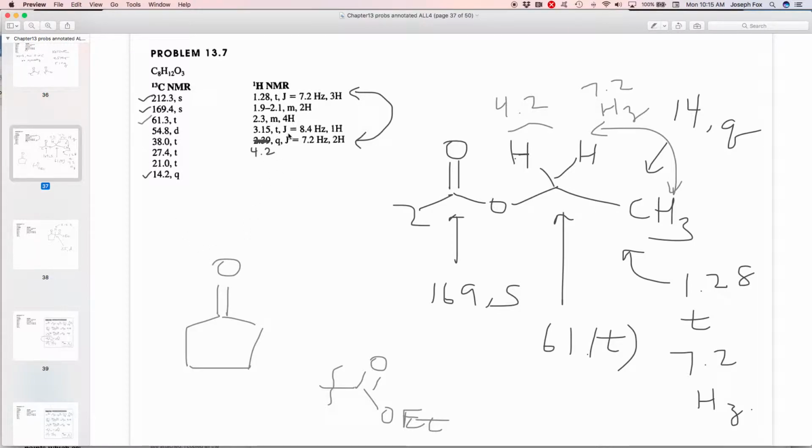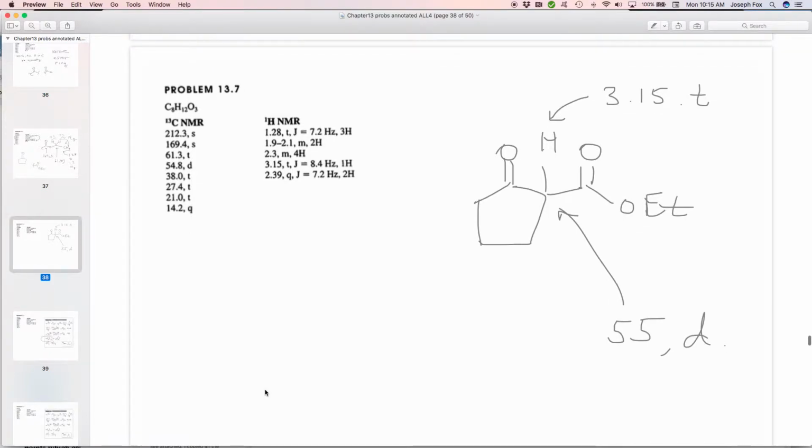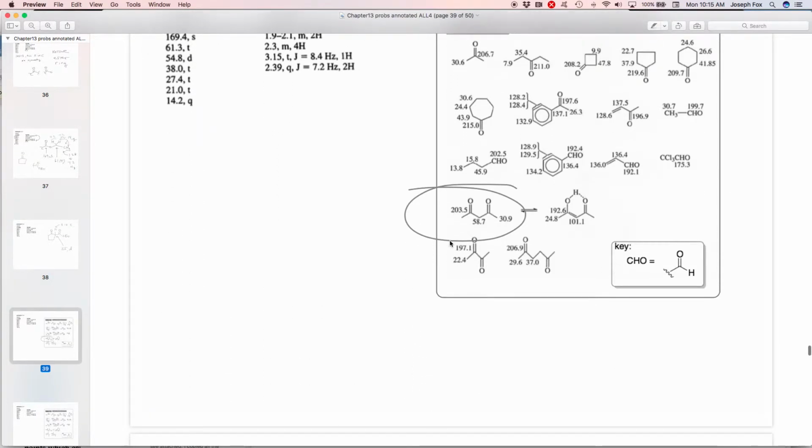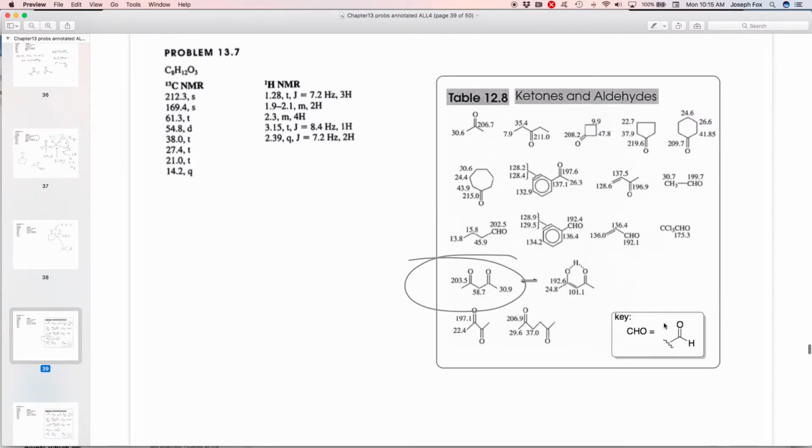We also see this triplet with a coupling constant of 8.2 hertz with one hydrogen associated with it. And so the best structure that we can draw for this is a cyclic beta keto ester structure where we assign this hydrogen at 3.15 as a triplet. So that's a triplet because it'll be coupled to the 2 protons which are drawn here. Those protons will come as part of the multiplets that are downstream.